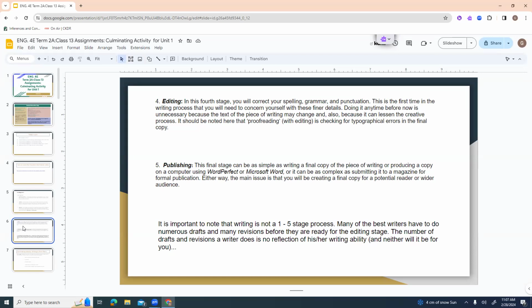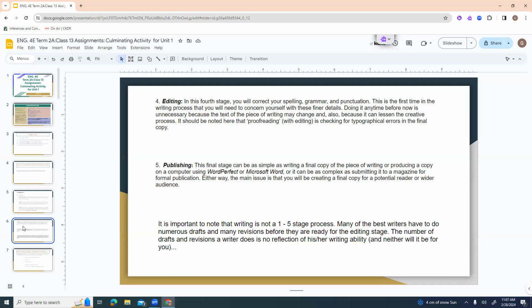Stage 5, publishing. Now, for us, it's pretty simple, right? The final stage is writing the final copy and giving it to me, basically. If you were writing in a different format, it might be giving it to your boss to look it over, giving it to a publisher, sending it to a magazine. Essentially, the idea is that you've written as well as you possibly can, and now you're ready for someone else to read it, and if you're doing it professionally, hopefully to buy it.